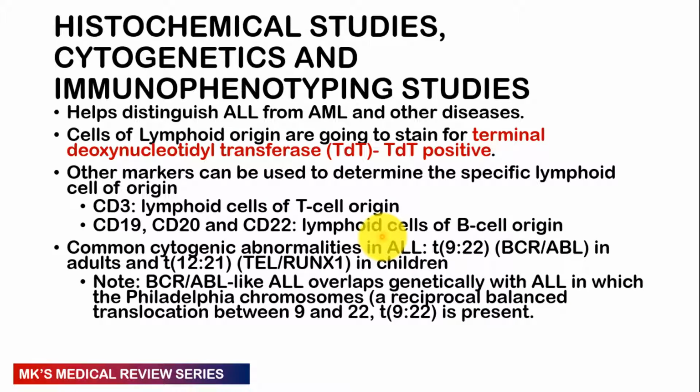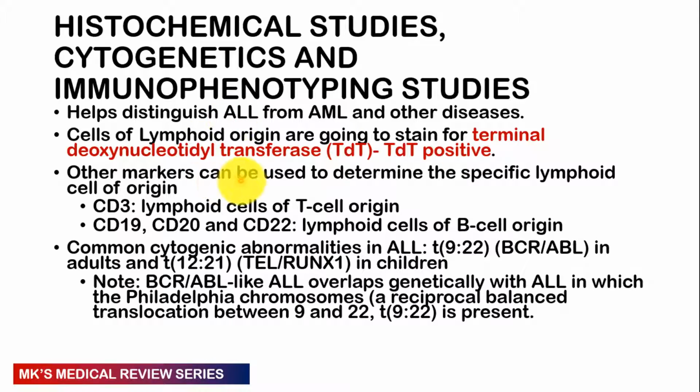So remember that the histochemical studies, the cytogenetics and immunophenotyping studies are pretty much going to help us distinguish between acute lymphoblastic leukemia and acute myelogenous leukemias, as well as other diseases. The first thing is that it's going to be positive for TDT, which is terminal deoxynucleotidyl transferase. So these lymphoid cells are positive for TDT. If they do not have TDT, it's most likely that they are myeloid cells, so you already rule out the acute lymphocytic leukemias.